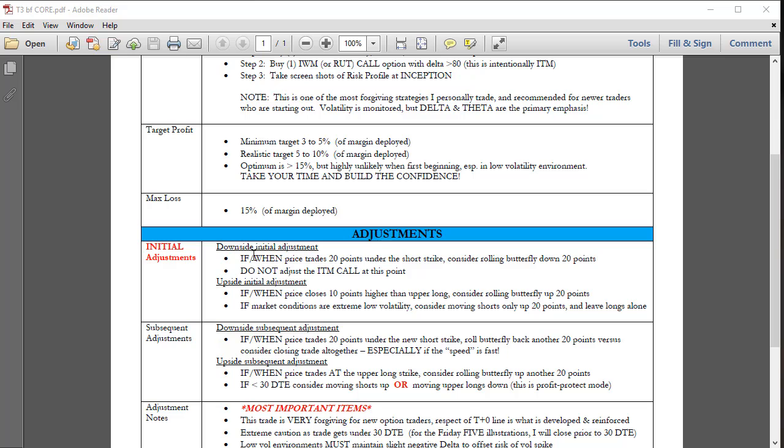So initial adjustments. Downside initial adjustment. When the price trades 20 points under the short strike, so we let it violate the short strike, then we consider rolling the butterfly down 20 points. Notice it doesn't say mandatory roll the butterfly down 20 points. No, it says consider. So that right there should show you that there is some subjectivity in trade management.